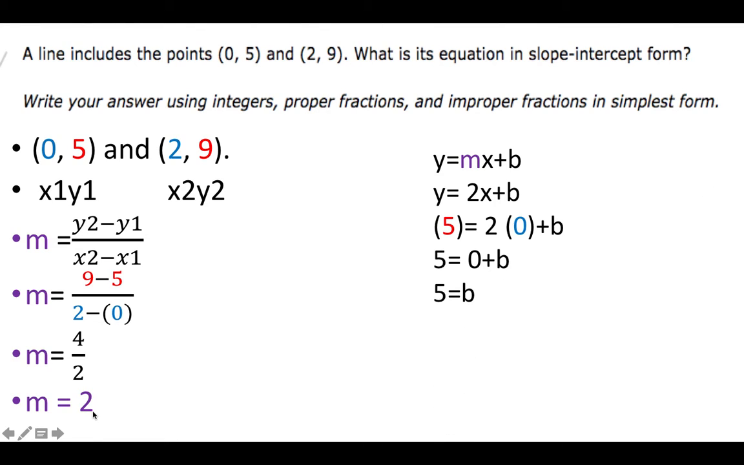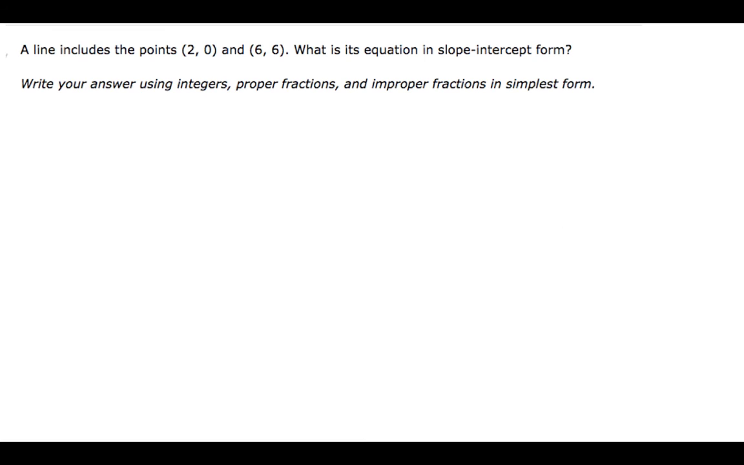Since my slope is 2 and my b term is 5, I'm just going to go back to my essential equation and make my substitutions. So y equals 2x plus 5. And that's my final formula. So that is my equation of the line given 2 points. Let's go ahead and do another example where you're given 2 points and you're asked to find the equation of the line.